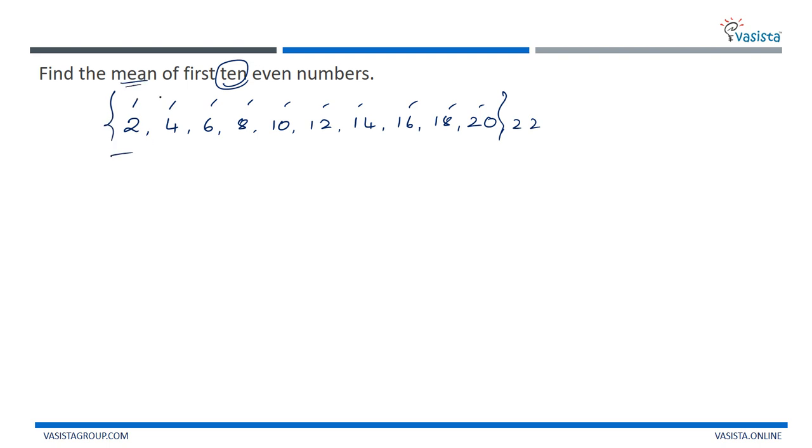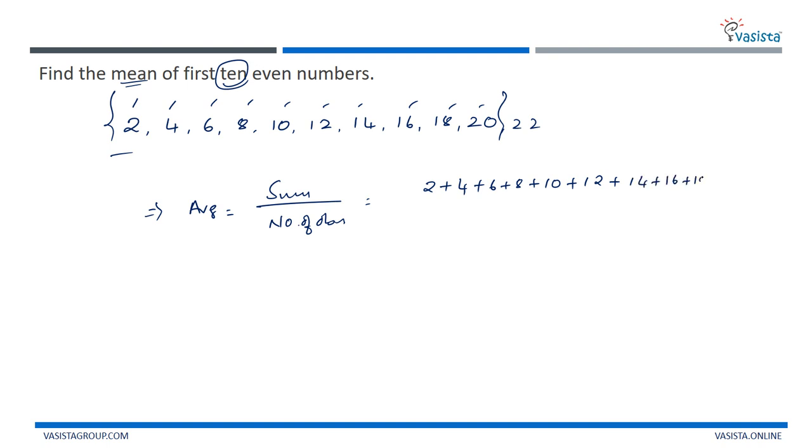So, mean is nothing but average, you know. Now start with this. Average is equal to what? Average is equal to sum of the observations divided by number of observations. So, now the sum, that is 2 plus 4 plus 6 plus 8 plus 10 plus 12 plus 14 plus 16 plus 18 plus 20, divided by how many are there? 10.